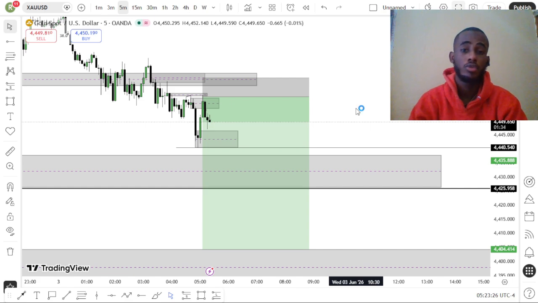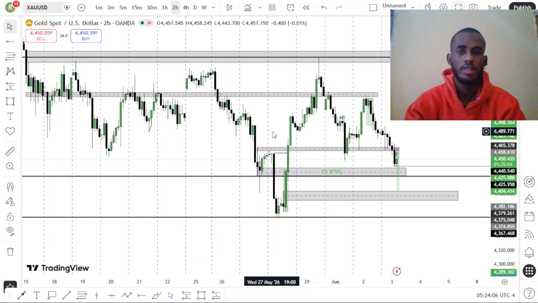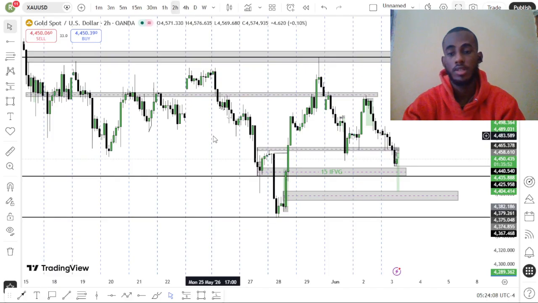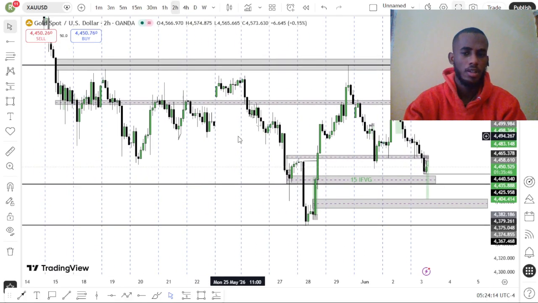So let me just quickly explain my analysis. As we always do, the first step is to go to the higher time frame, right? So in my case, I will start with the 2 hour time frame. And clearly, if I observe keenly, I can see that right now, we are supposed to go down, right? We are in a downtrend.